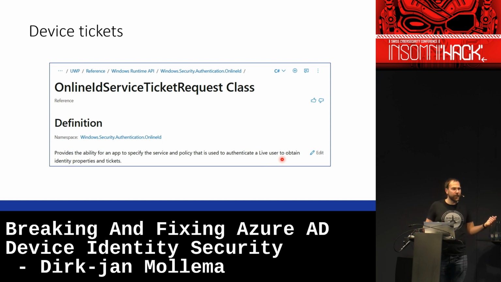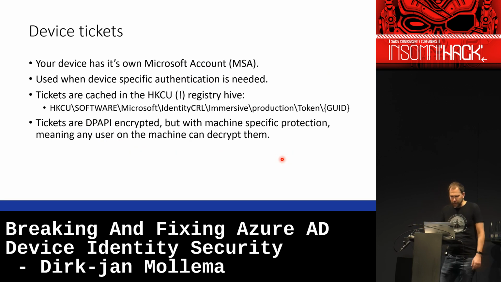So apparently your device has its own Microsoft account that it uses separately from any Azure AD or Intune registrations, and it uses these APIs to ask for tickets for that account. So your device has its own Microsoft account. This is also what it uses for licensing checks and such. When device-specific authentication is needed, so when it does the device identity authentication, it uses these tickets to prove its identity. These tickets are cached in the registry, actually in the current user registry hive.